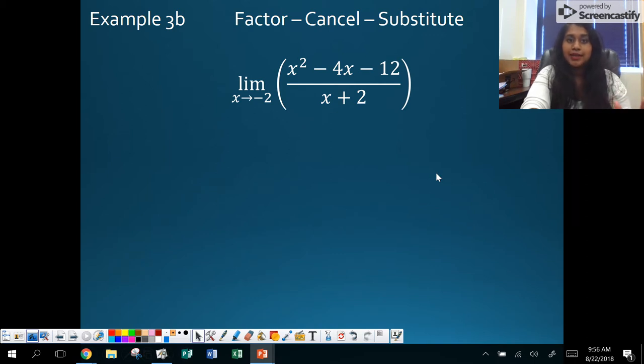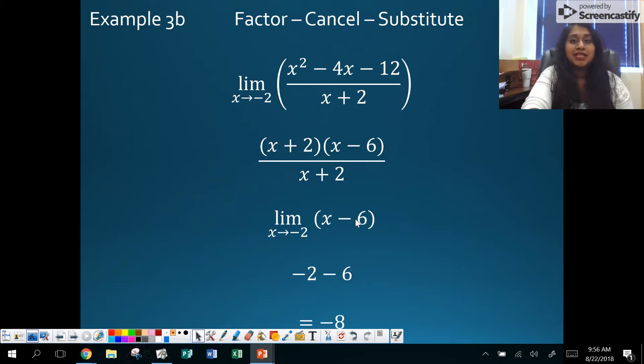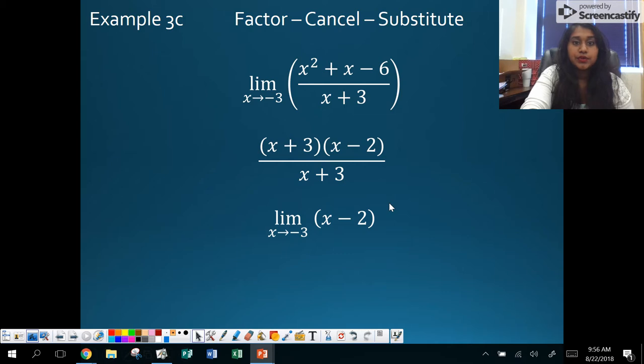Here we have another one. Again, if I plugged all this in, I'm going to get at least a 0 on bottom, but we're actually going to get 0 over 0. So I'm going to factor, cancel those x plus 2s out, get a new limit function, plug in negative 2, and get my value of negative 8. I think we got one or two more here. So I factored it out, canceled, and got a new limit. Direct substitution, got an answer of negative 5.